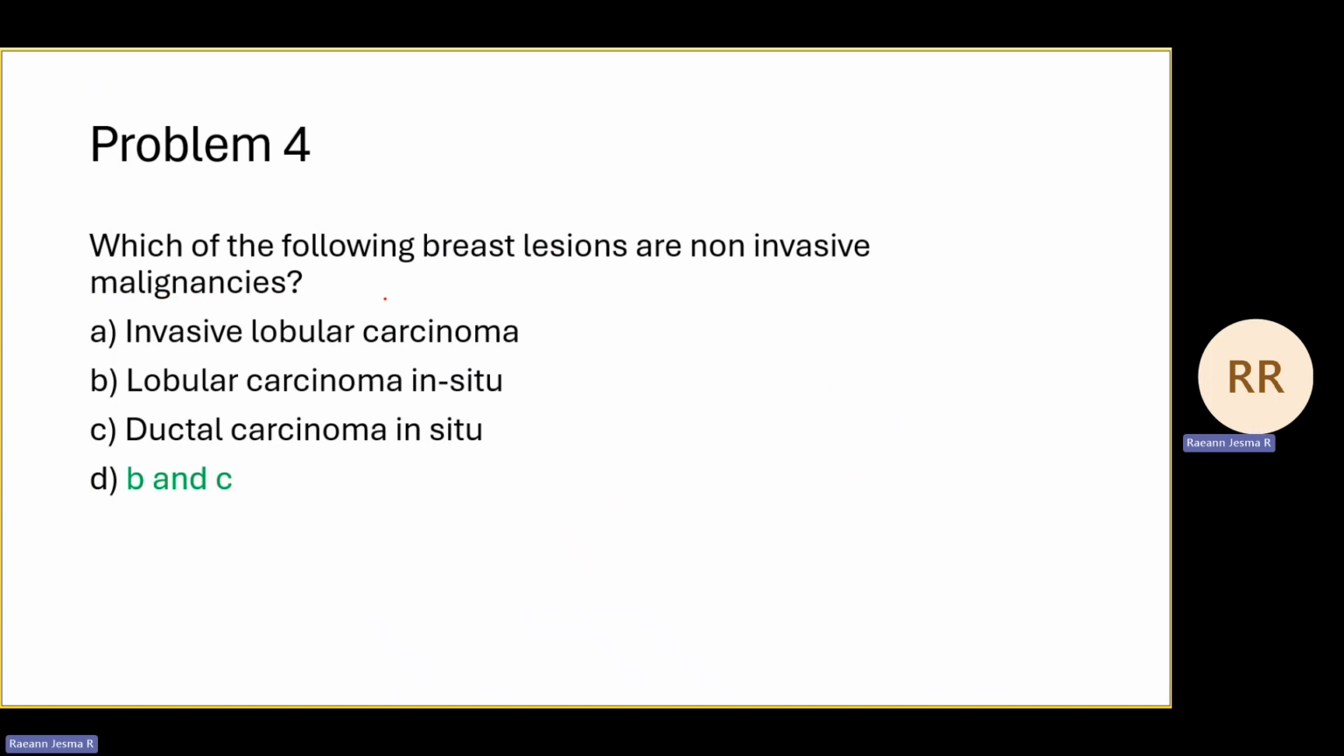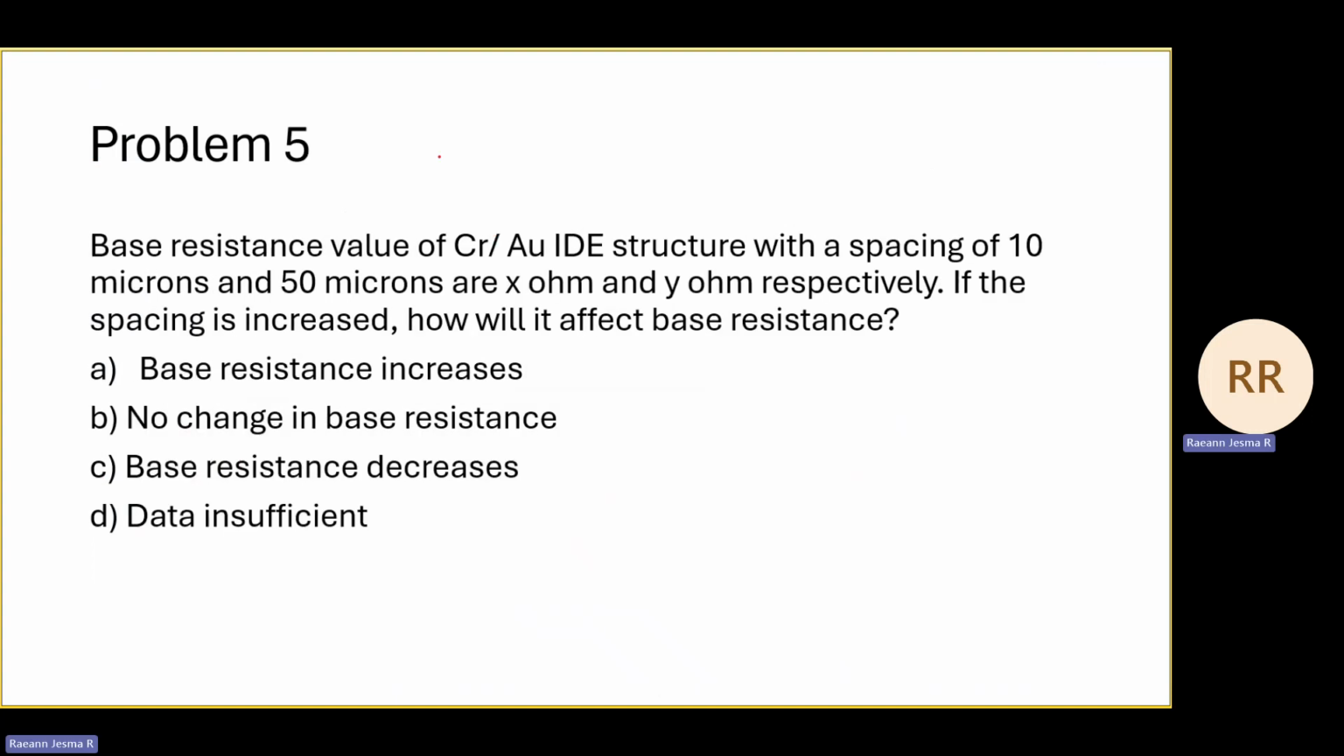So in problem 4, we have which of the following breast lesions are non-invasive malignancies? The correct answer is option B and C. The clue is given here, in situ. In situ means it is inside or in place. That means it does not spread beyond the place in which it originates. Is this clear? Now let's move on to the next question.